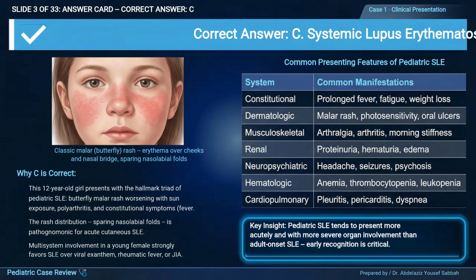This 12-year-old girl presents with the hallmark triad of pediatric lupus: butterfly malar rash worsening with sun exposure, polyarthritis, and constitutional symptoms including fever and fatigue. The rash distribution sparing the nasolabial folds is pathognomonic for acute cutaneous lupus. Multisystem involvement in a young female strongly favors lupus over viral exanthem, rheumatic fever, or juvenile idiopathic arthritis. Pediatric lupus tends to present more acutely and with more severe organ involvement than adult-onset disease, making early recognition critical.